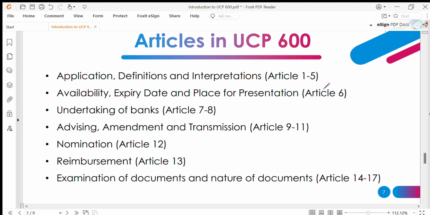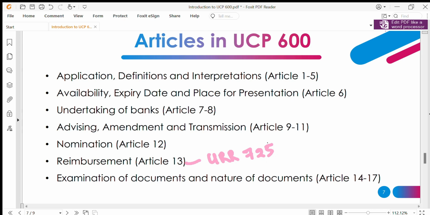Article 13 talks about reimbursement. So when a complying presentation has been made and the exporter needs the money, the negotiating bank could pay the amount upfront and that amount needs to be reimbursed by the issuing bank. The brief guidelines on reimbursement are stipulated in Article 13. But there is a separate document called URR 725, which talks about reimbursement in detail. Again, we will have a separate video covering URR 725 as well.